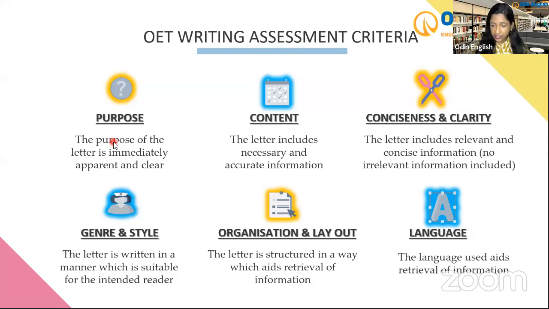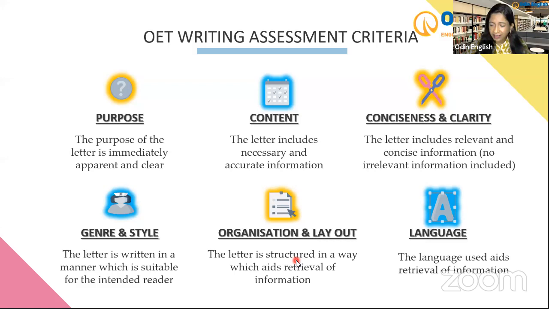But let me tell you, there is no extra weightage for language, and there is no extra weightage for purpose. All of these have equal weightage. You have to perform well in each of these criteria. Suppose your language is very beautiful, but your content selection is very bad, you're not going to pass. Or your content analysis is good, but your organization is not good, and you have written a very, very lengthy, elaborate letter with no summarization, you'll again fail. So each of these have equal criteria, equal weightage.